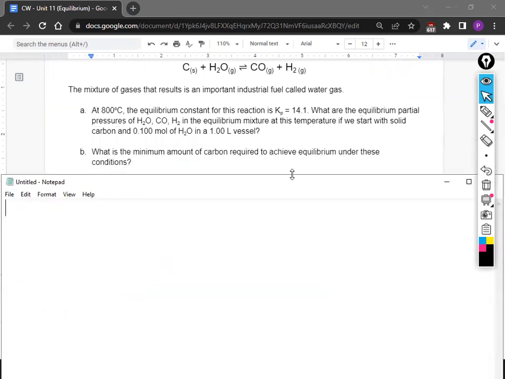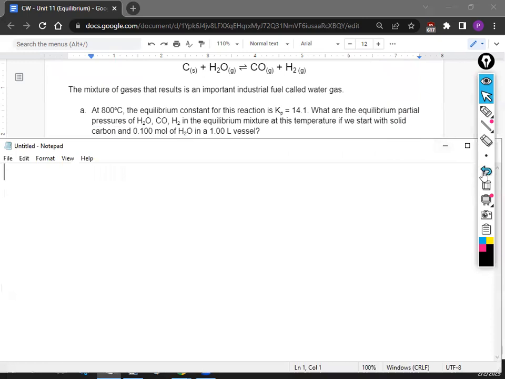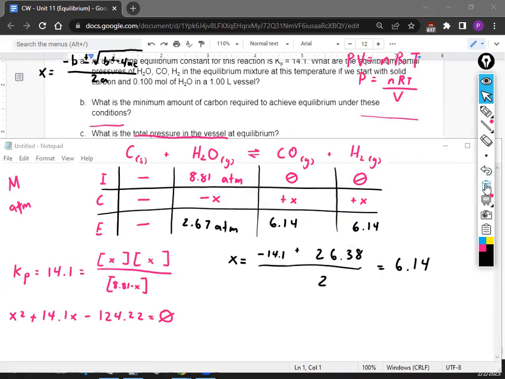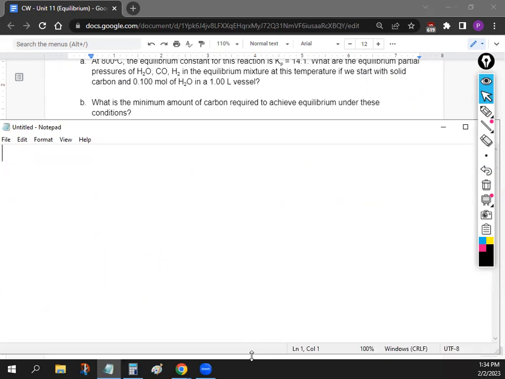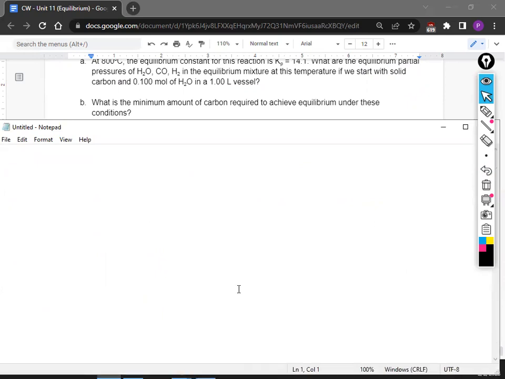All right, so in part B, it's asking us what is the minimum amount of carbon required to achieve equilibrium under these conditions. So basically, what's the minimum amount of carbon that you need to reach equilibrium like this? Okay. So for this, we're gonna need some of the information. So just make sure you guys have it set up. Basically, this is just regular stoichiometry from here on out.